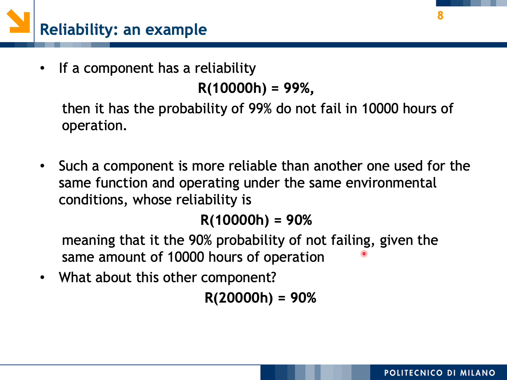But now, let us put a simple question. What if we have another component, a third one, that has a reliability value after 20,000 hours equal to 90%? Is this more or less reliable than the first one? For what I know up to now, I can't say anything. And for the moment, I can only answer with the typical engineering answer, that is, it depends.